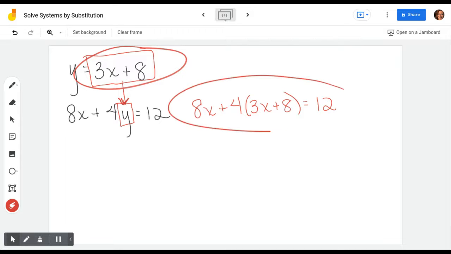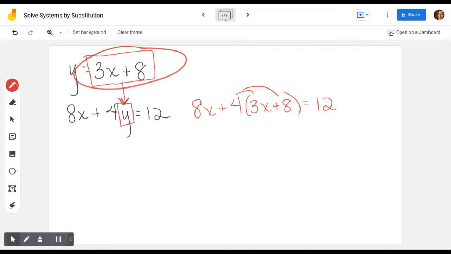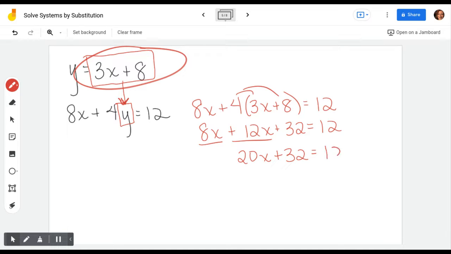This is exactly the same equation as this. I just pulled out the y and replaced it with this expression. Okay, so now this is a multi-step equation. I need to do my distributive here. So this says 8x plus, that becomes 12x plus 32 equals 12. I can put these two together. They're on the same side of the equal sign, so do the same operation that you see. Just combine your like terms. So really on the left, I have 20x plus 32 equals 12.